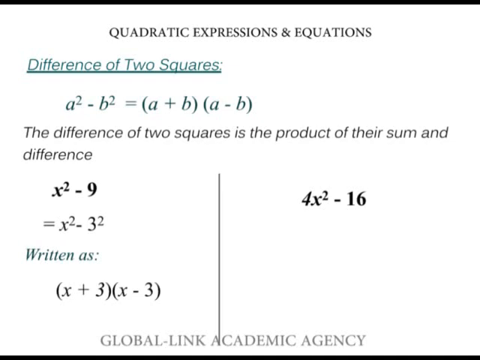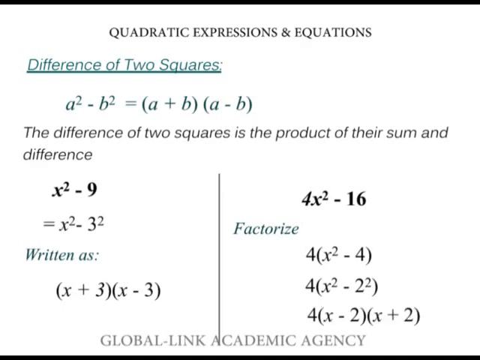4x squared minus 16, we first factorize, we get 4 into (x squared minus 4). The term in the bracket is a difference of two squares, that is 4 into (x squared minus 2 squared), which can be 4 into (x minus 2) times (x plus 2).